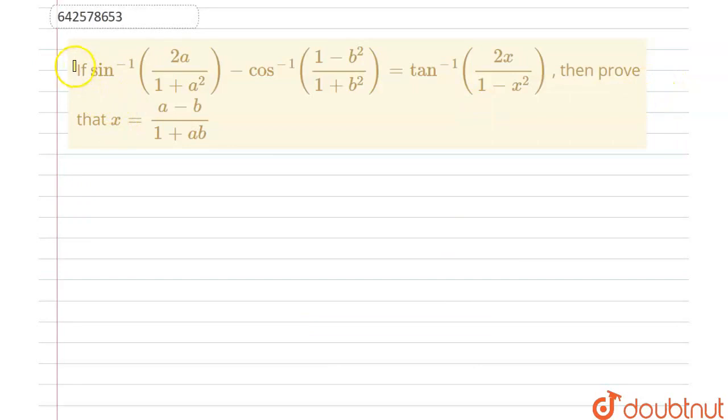So the question says that if sine inverse of 2a divided by 1 plus a square minus cos inverse of 1 minus b square divided by 1 plus b square is equal to tan inverse 2x divided by 1 minus x square, then prove that x equals a minus b divided by 1 plus ab.